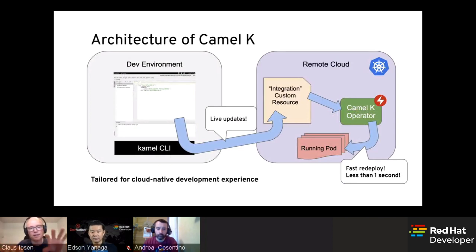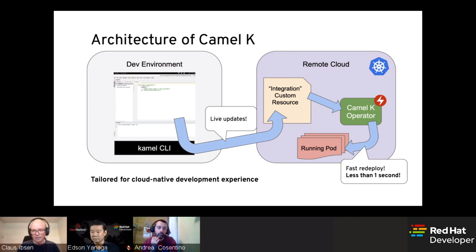So the high-level architecture of Camel K is like this. On one side, we have your developer environment where you can sit and write your code and whatnot. And then with the tool, you can do updates into the cluster. On the cloud side, it says remote cloud on the slide, but it doesn't have to be remote, as said, it can also be running locally, which we're going to see in the demo. But inside the cloud, that's where the magic is happening. The magic is two pieces.